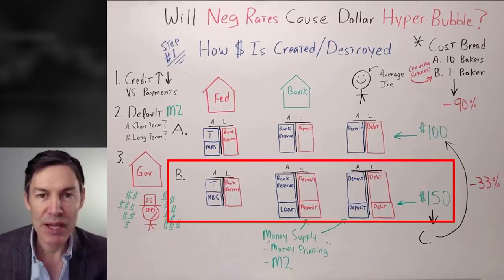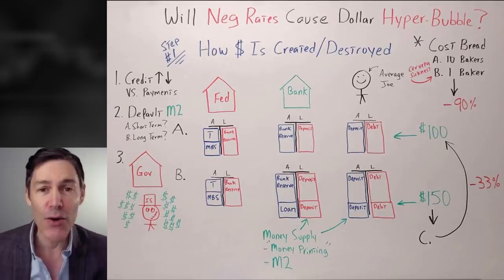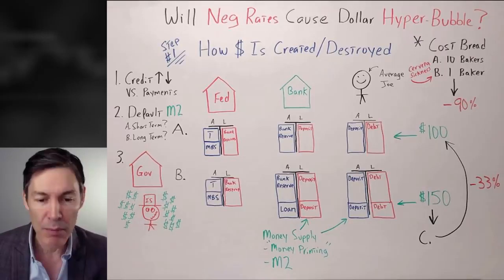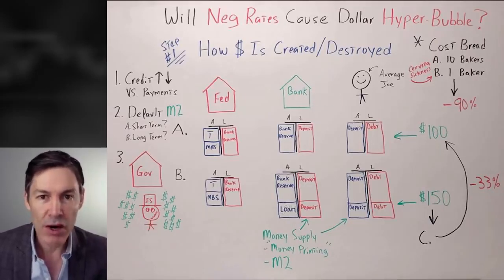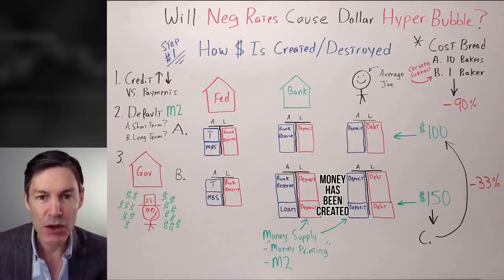So in step B, let's see how money is created. The average Joe goes to the bank. He says, listen, I need to get a loan for a car or a house. The bank says, okay, no problem. So they create a loan for the average Joe. This loan becomes an asset on the bank's balance sheet, and they create an additional deposit in Joe's account. So in this process, money has been created.